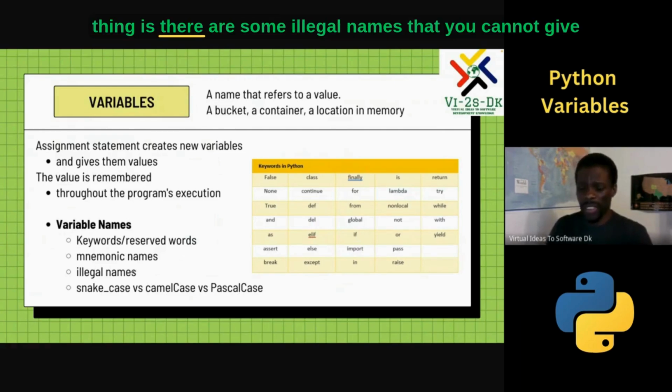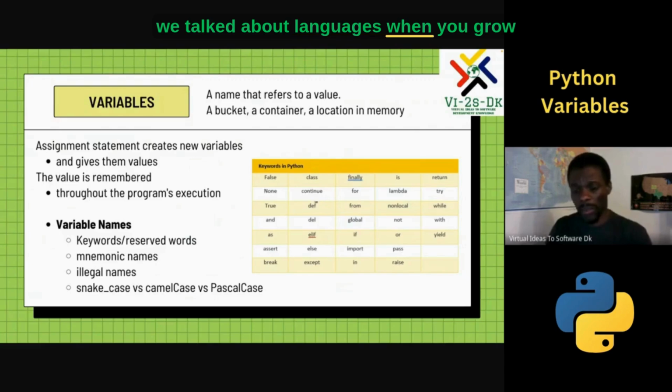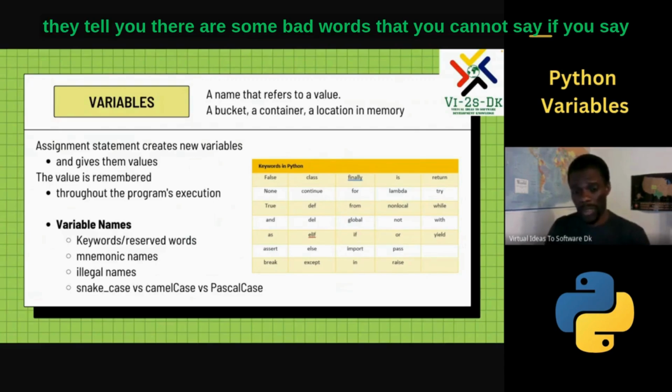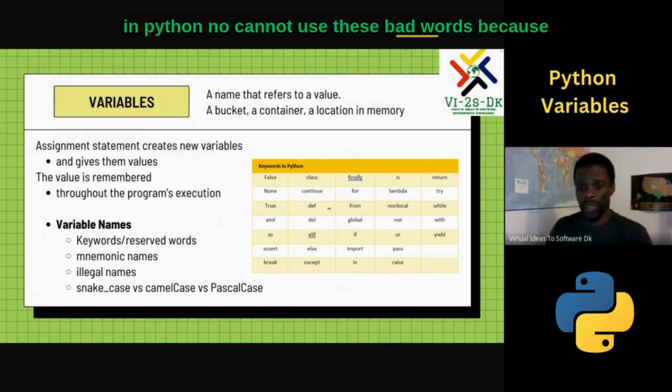Another thing is there are some illegal names that you cannot give. Just like I said, these keywords. We talked about languages. When you grow up, they tell you there are some bad words that you cannot say. If you say those bad words, you get a whooping. So think about it. It's the same thing in Python. You cannot use these bad words because you get a whooping.